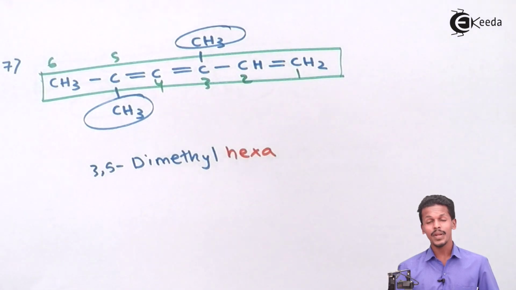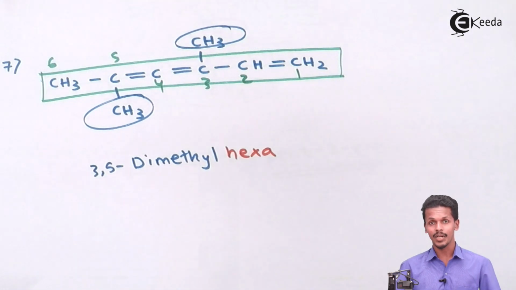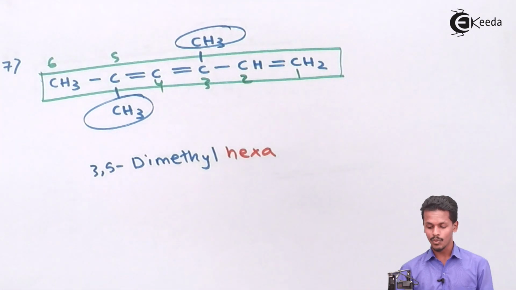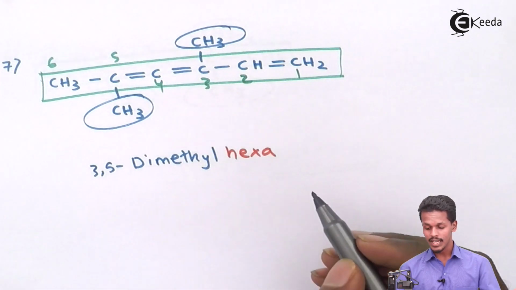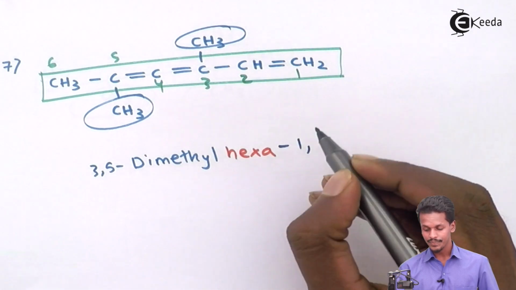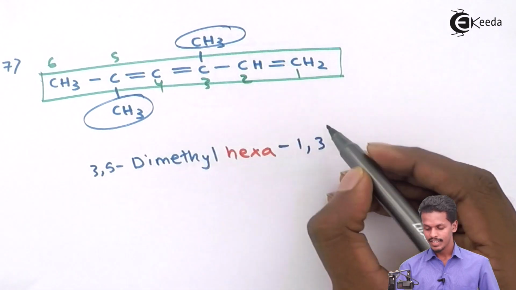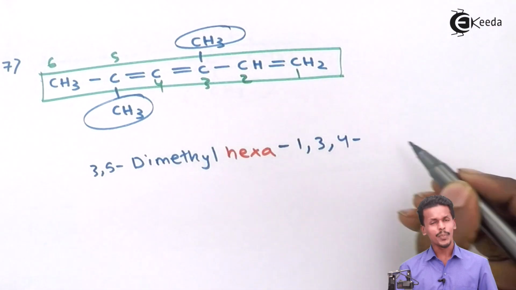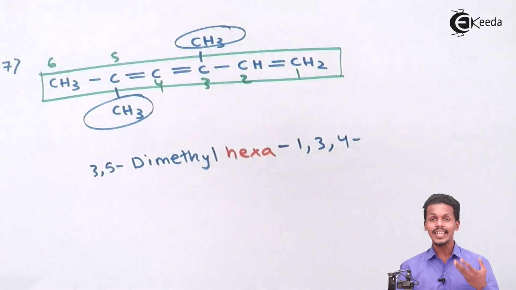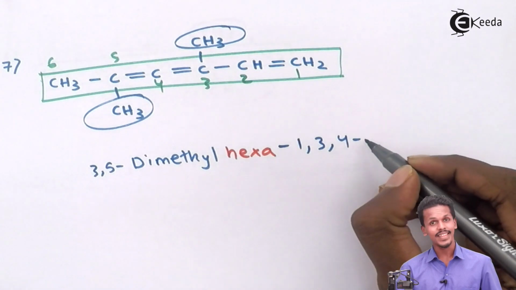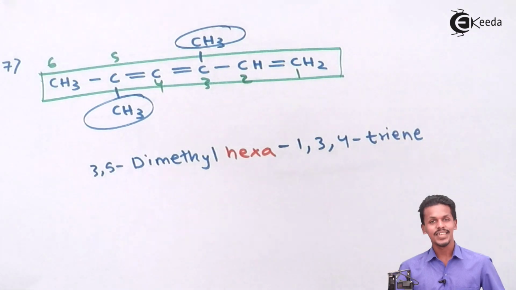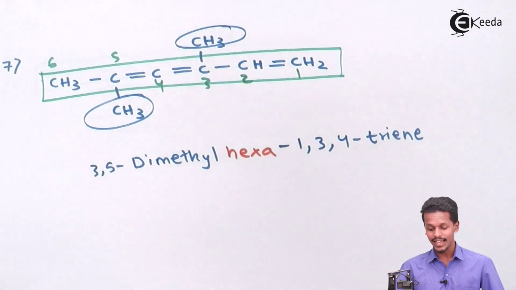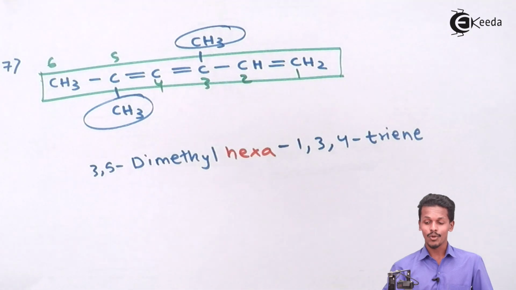hexa. Yes, the reason behind that is it has not only one carbon-carbon double bond, it has 3 carbon-carbon double bonds. So the name of this would be hexa, and those carbon-carbon double bonds are present at carbon number 1, carbon number 3, carbon number 4. And how many carbon-carbon double bonds are present? 3, so this is called tri. So overall the name of this is 3, 5 dimethyl hexa 1, 3, 4 tri.